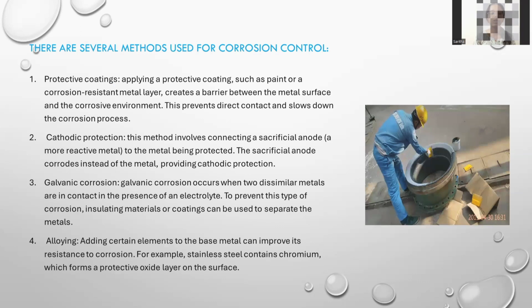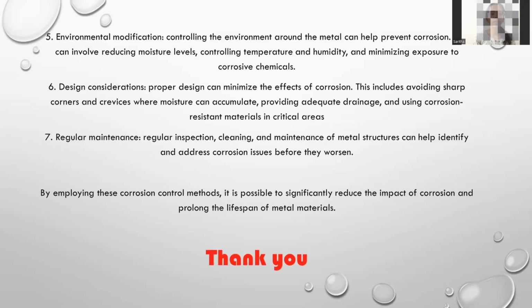There are several methods used for corrosion control. There are mainly protective coatings, cathodic protection, galvanic corrosion prevention, alloying, environmental modifications, design considerations, and regular maintenance.